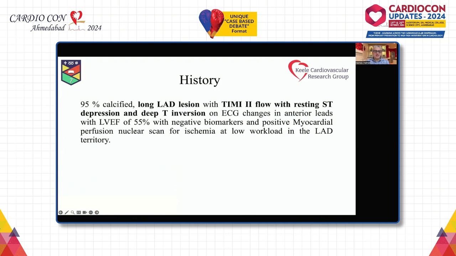And so the case. This is a case of a patient with a long LAD lesion, impaired flow, that is calcified.